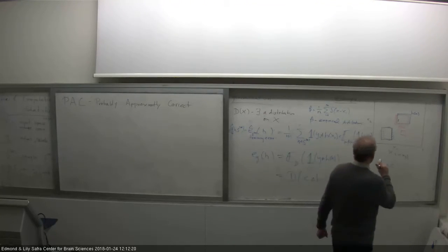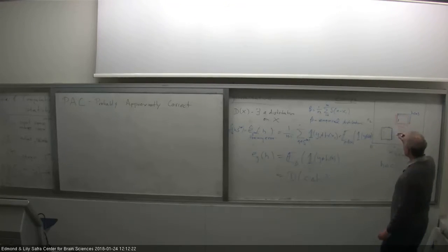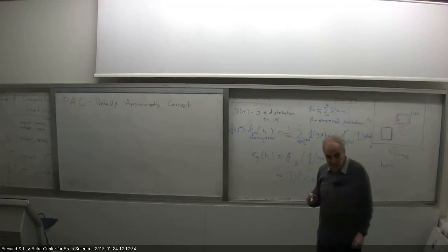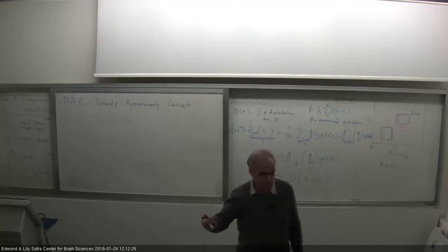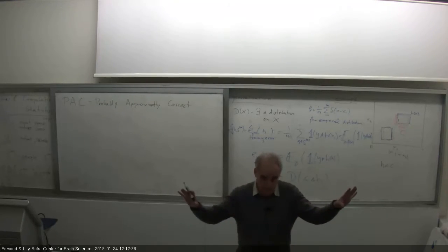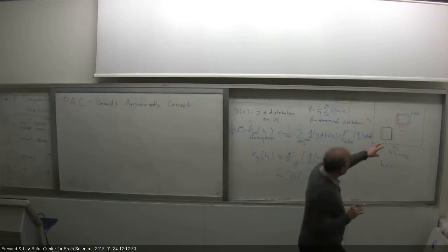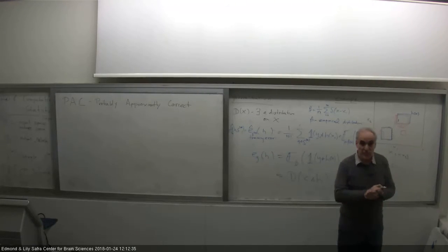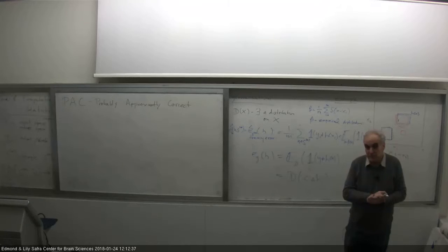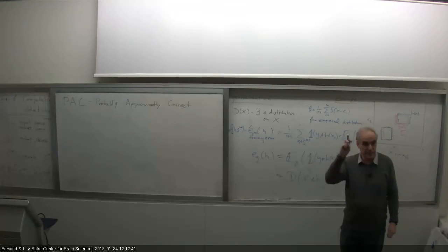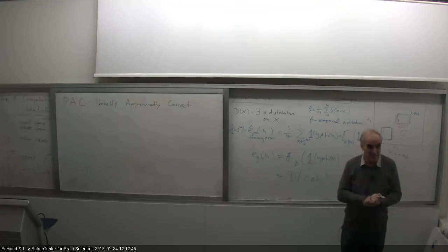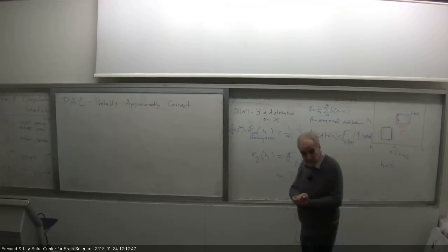So essentially there are two numbers here. The area of the mismatch, or actually not the area, the measure under this distribution, which may not be uniform. It can be any distribution. The measure of the mismatch area is my probability of error. This is the probability that I'll take another sample at random and misclassify it. This is what I want to minimize.